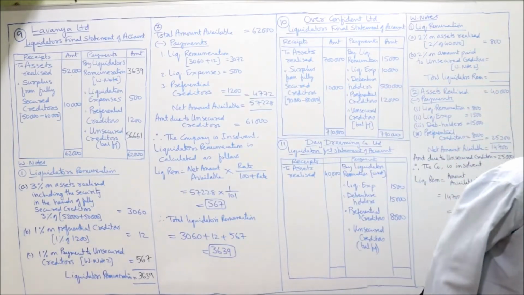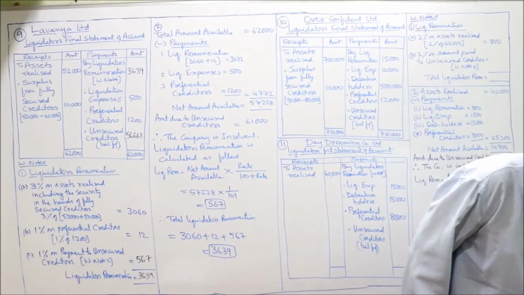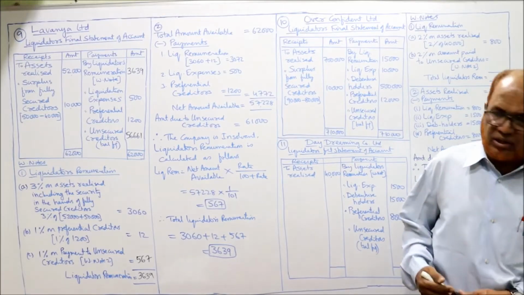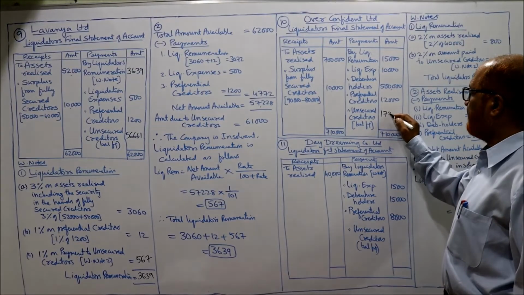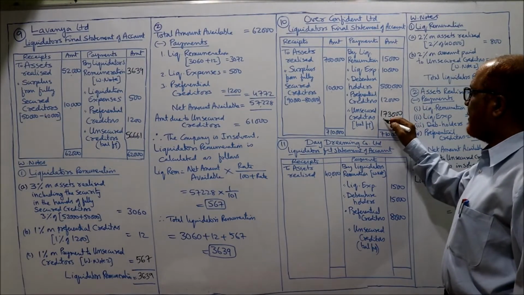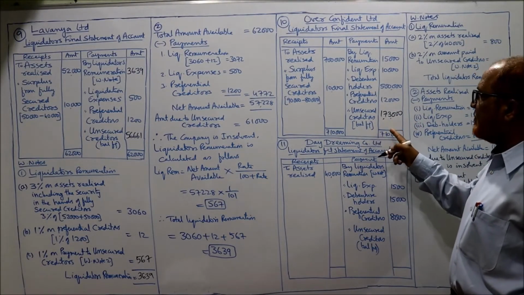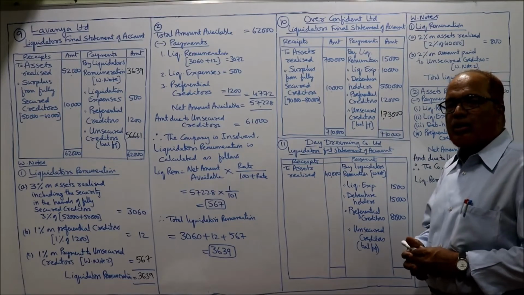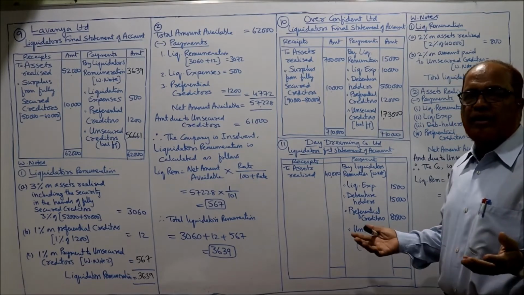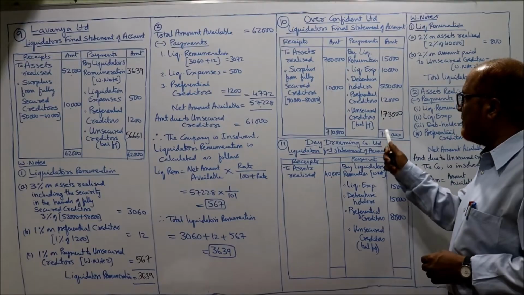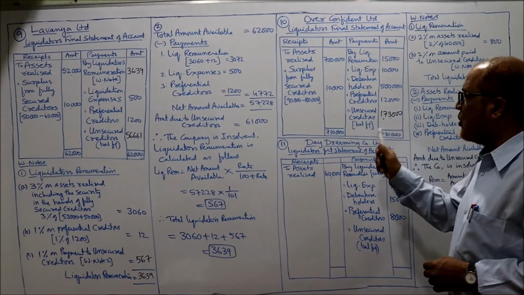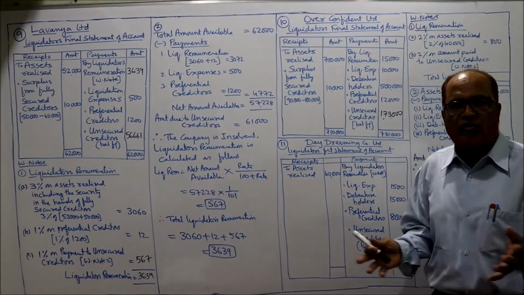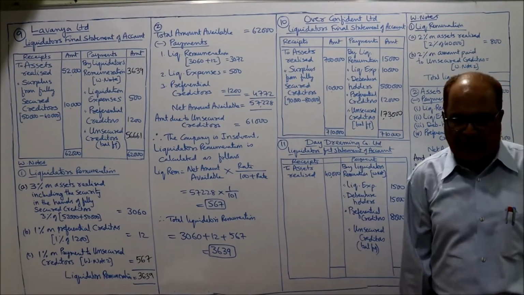The balancing figure you will get is 1,73,000. The actual amount due was 3 lakh rupees, but the company does not have 3 lakh rupees. The company has only 1,73,000. This will be paid to the unsecured creditor. That's it. No working notes are required for problem number 10.